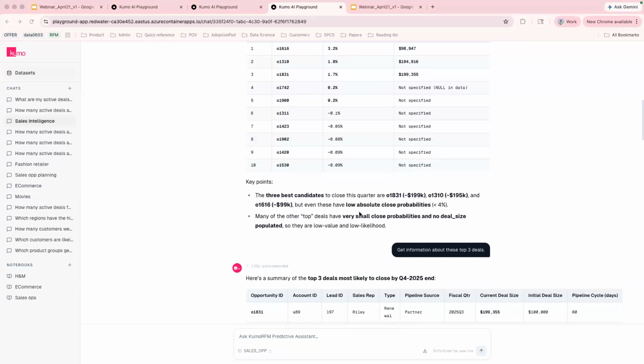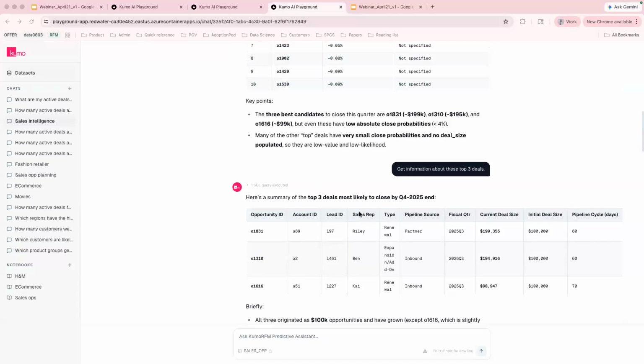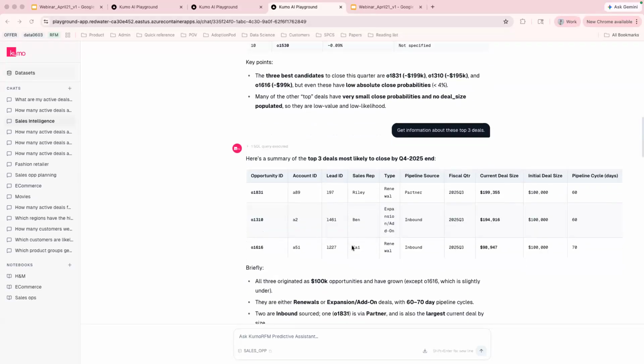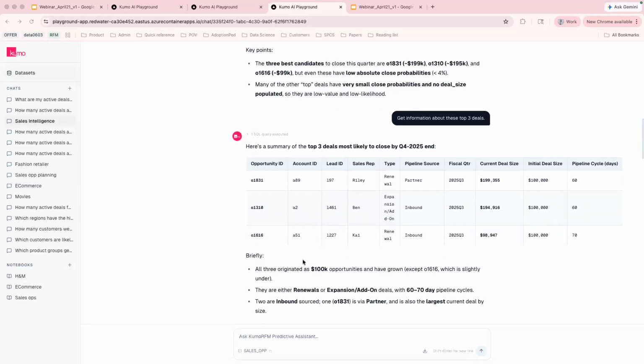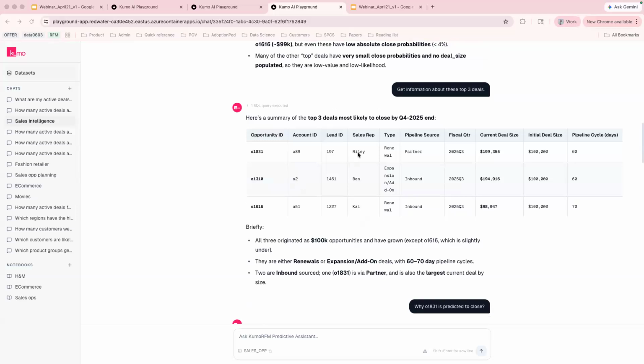Then I want to also take a look at some of these top deals. Let me see what these deals are, like which are these accounts, which sales reps are representing this opportunity, and what region it is from. I can get information about these top deals and see that these are all different opportunities represented by different sales reps. And this is directly coming from the data that we had shared. It's the business context that you have already provided.